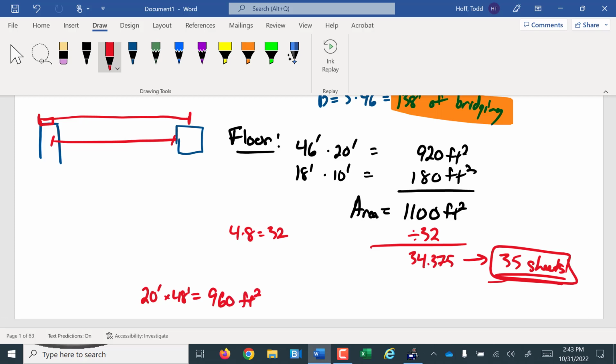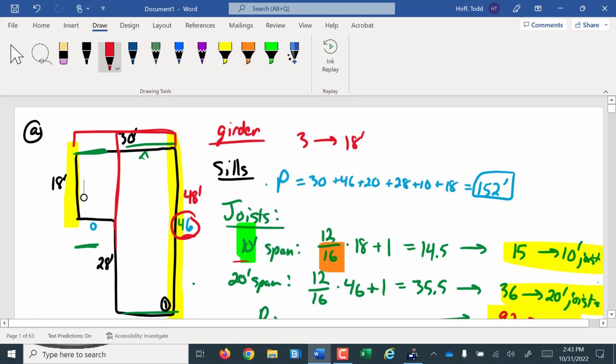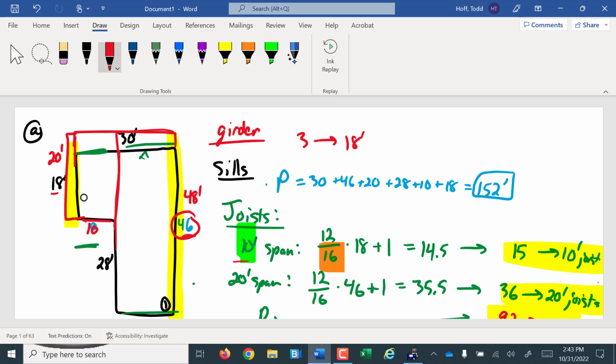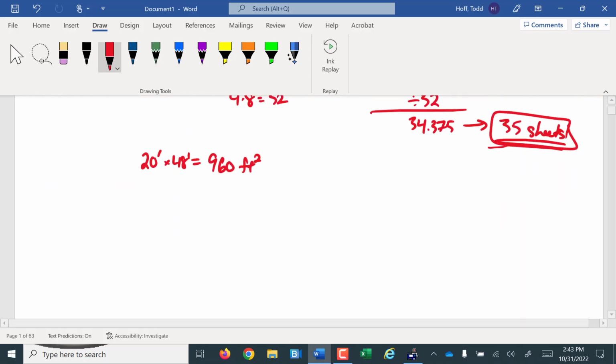So 960 square feet. Over here now, 18 is not modular, but if I extend it out to 20, it would be. 10 is not modular either, so I'd extend that out to 12. So I would actually figure that out as 12 by 20. So 240 square feet, which ends up being 1,200 square feet of area.